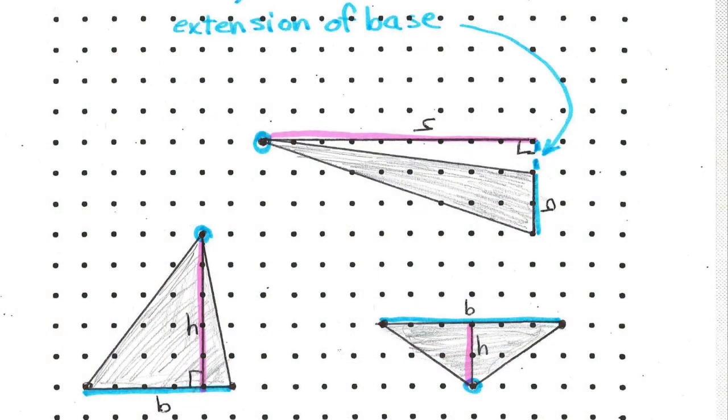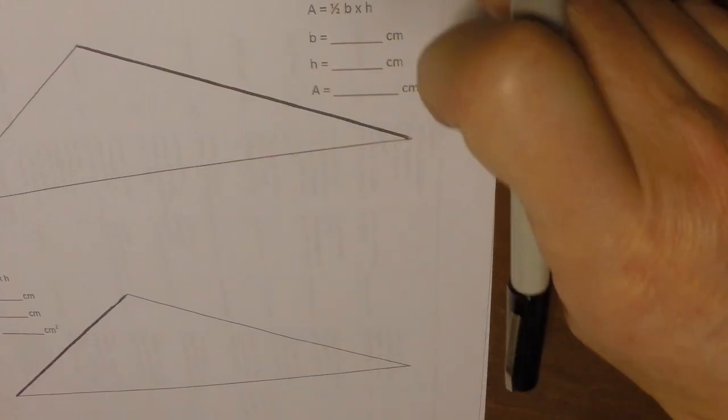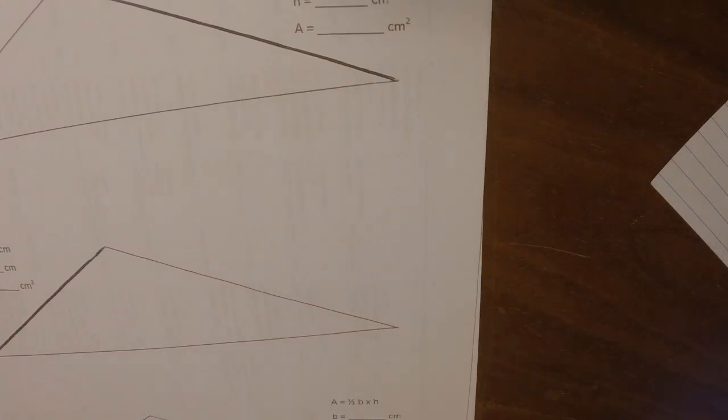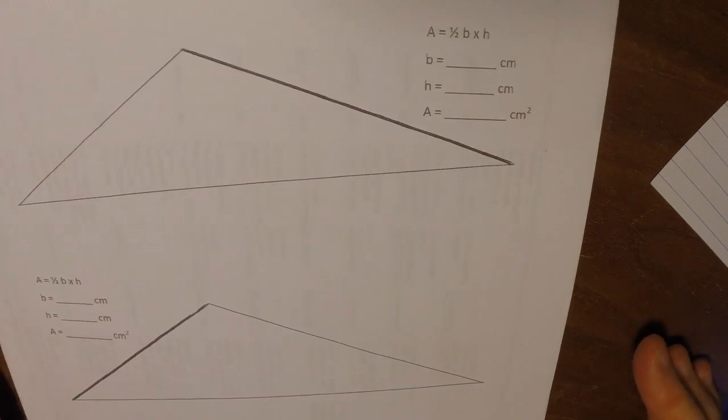Okay. Here are some other examples of altitudes on dot paper. In each case, they're highlighted in pink. Okay, so now let's go on to the case where we have triangles that are not drawn on dot paper or any kind of grid.